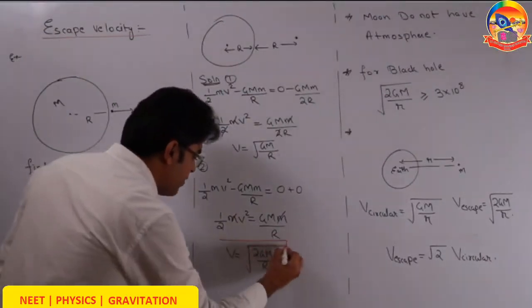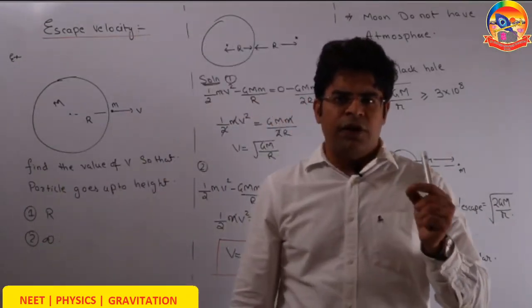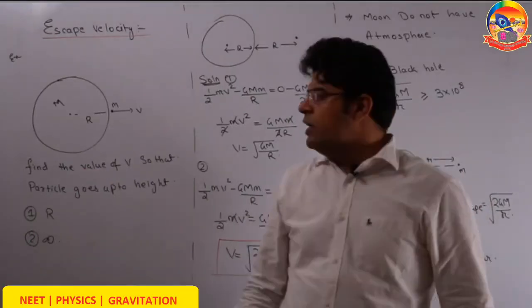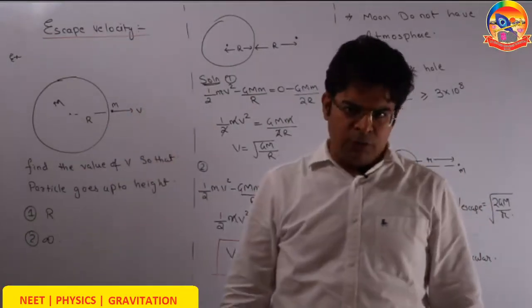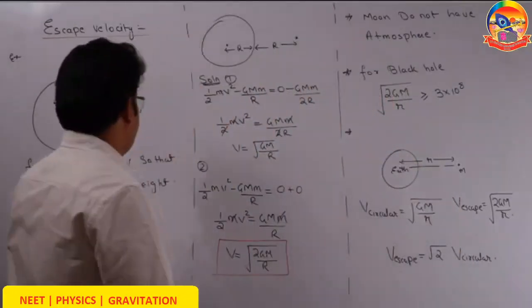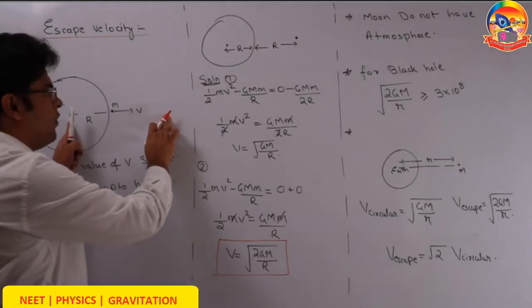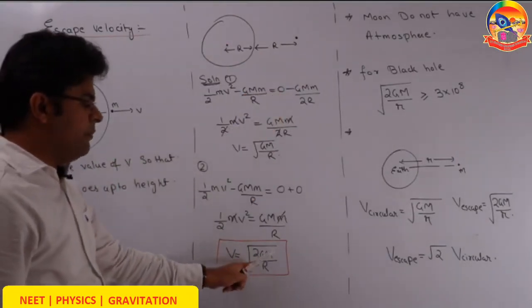This is the minimum velocity that should be given to a particle from the surface of Earth so that it escapes the gravitational field of Earth, given that we neglect any drag force being applied by the atmosphere. Similarly, if we wish to shoot a particle at a distance r from the center of Earth such that it escapes, then you get under root of 2GM by small r.